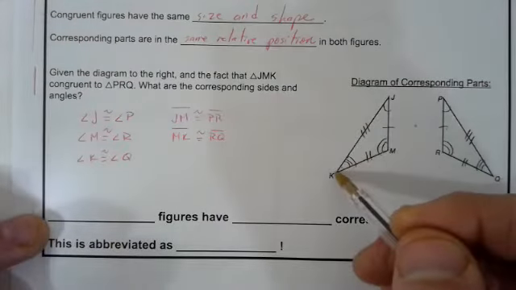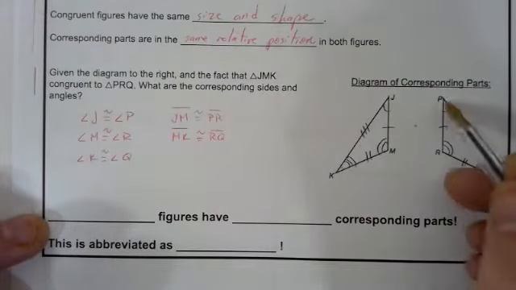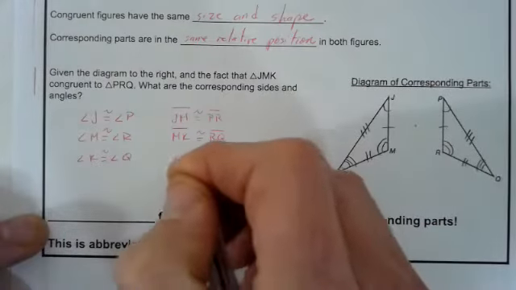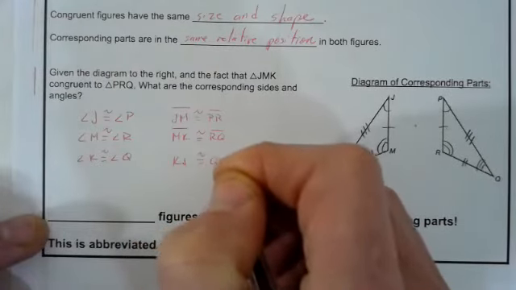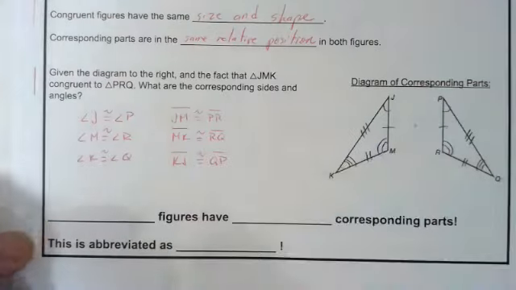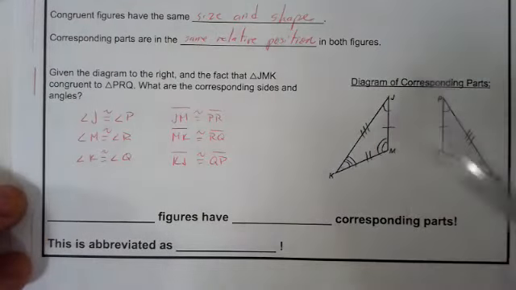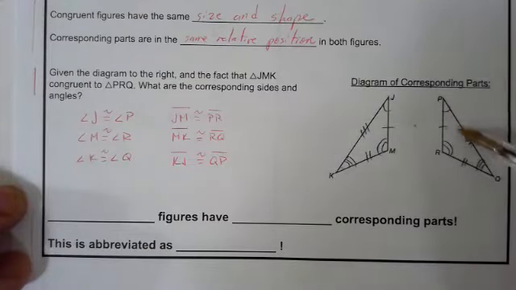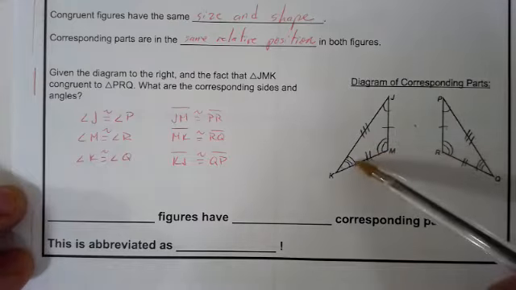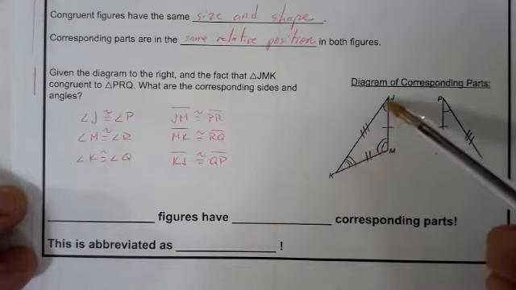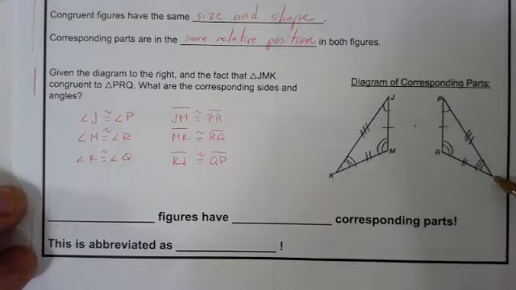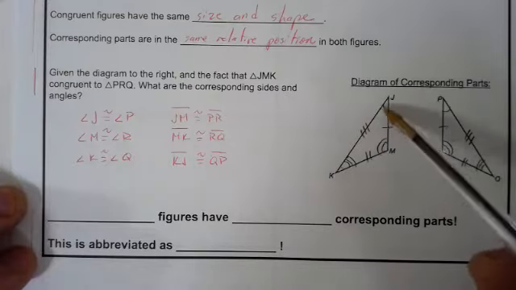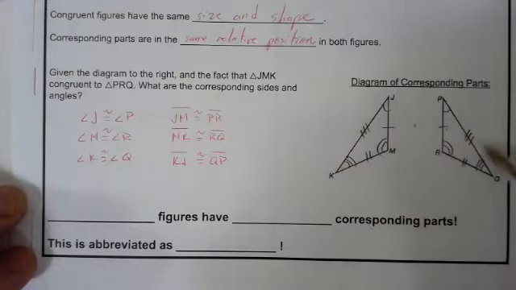And then finally we have KJ and QP. KJ is congruent to QP. So this side over here is the long side opposite the obtuse. Right, so we have JK being congruent to PQ because they're in the same relative position. Right, they're in the same position of the triangle, and we can determine that as well.